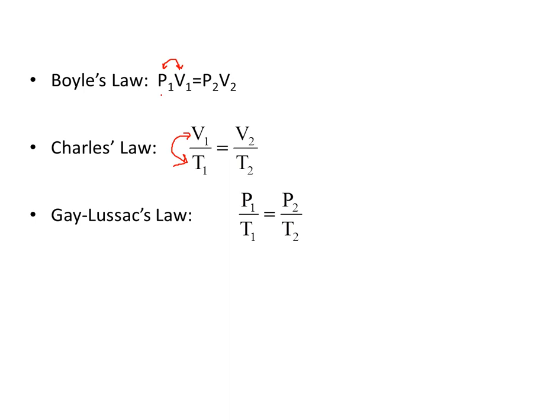So an inverse relationship is going to look like this, and a proportional relationship is going to look more like this. Gay-Lussac's law is similar to Charles' in that it talks about a proportional relationship, but it's referring to pressure and temperature. So as pressure increases, so does temperature. If you had an initial gas and a final gas under those two conditions, this is what it's going to look like.